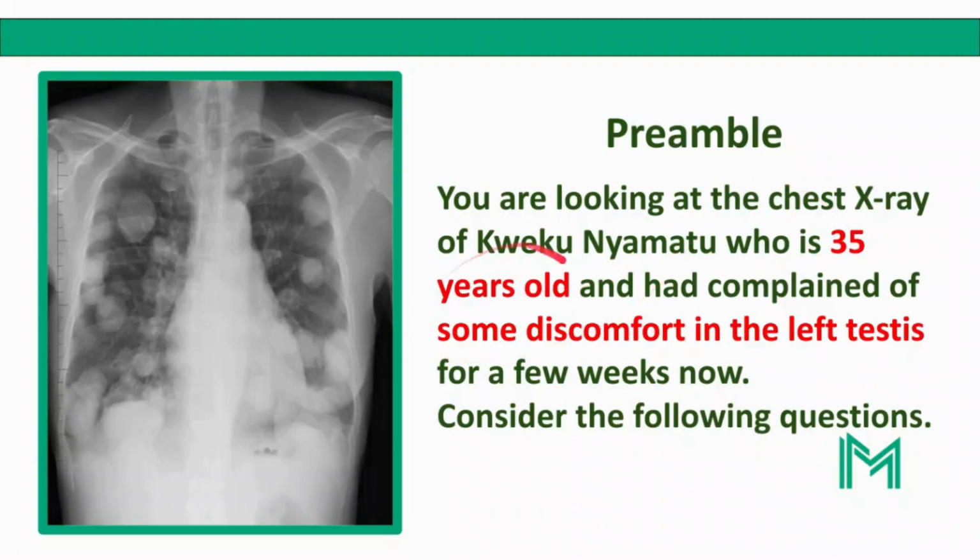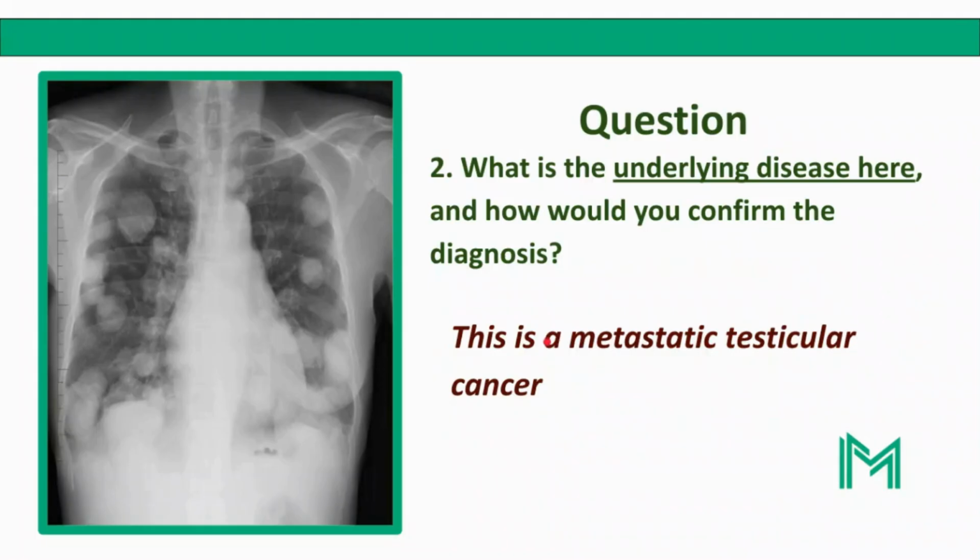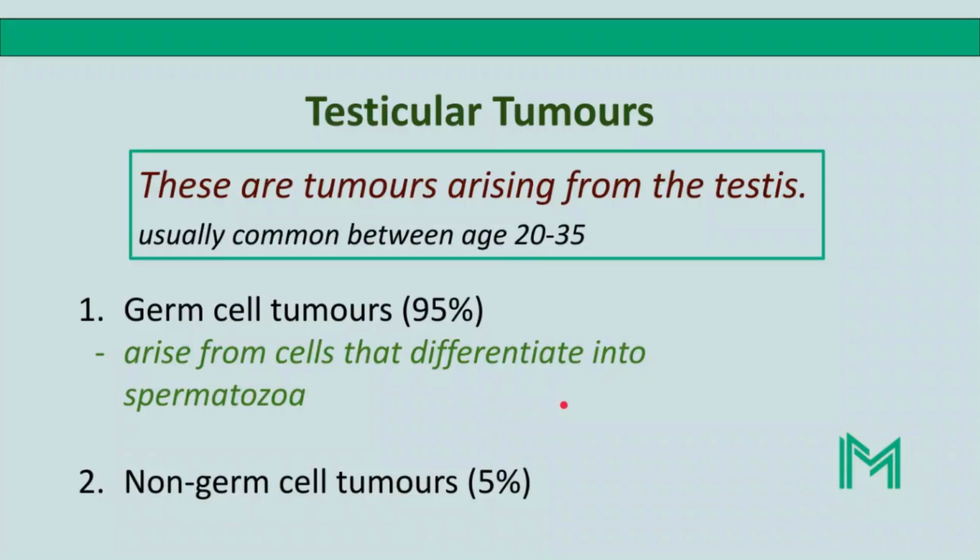Usually testicular cancers present between the ages of 20 to 35 years old. Those are the common age ranges. So this is very classic. Our answer is that the underlying disease is a metastatic testicular cancer. Now let's talk a bit about testicular tumors. Testicular tumors arise from the testes and are usually common between the ages of 20 and 35. So that explains why 35 was a clue in the preamble.